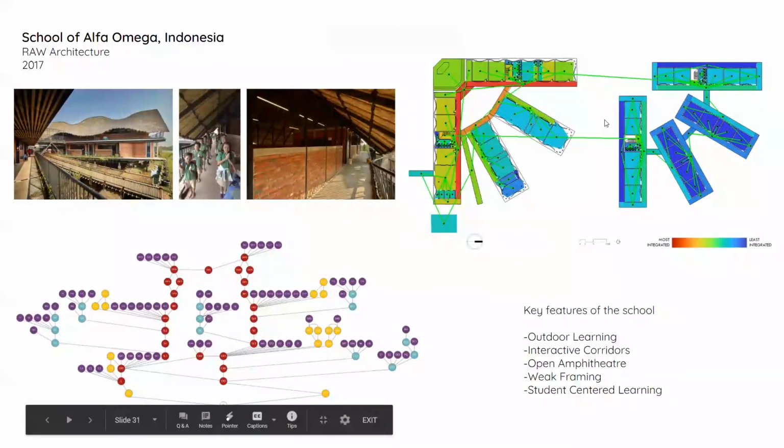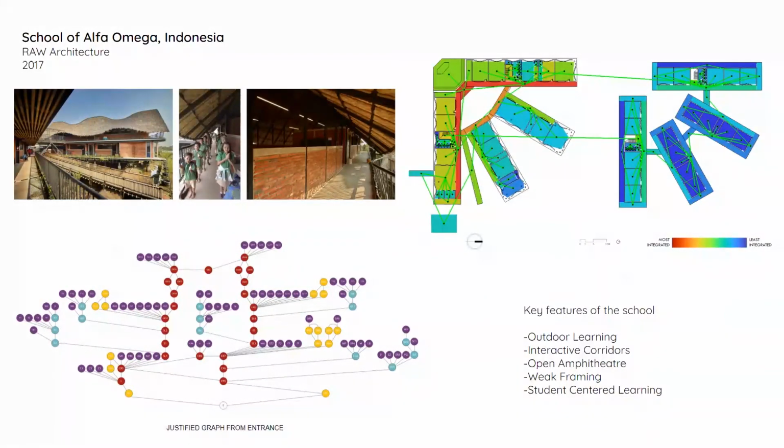The School of Alpha Omega is located in Indonesia. It was designed by Raw Architecture in the year 2017. The school has been designed for 300 students from kindergarten to grade 12. The 4 blocks in 2 floors arranged in a radiating pattern allows enough openness to nature. The school has been designed corresponding to the natural environment in order to give children a sense of closeness to nature, thus invoking outdoor learning experience. The classrooms have been divided on the basis of grades, with younger children occupying the ground floor classrooms. The school follows weak framing so that the students have some level of control over what they learn.